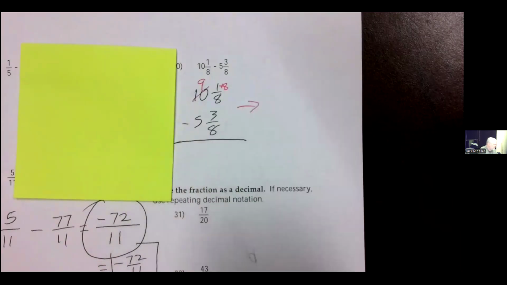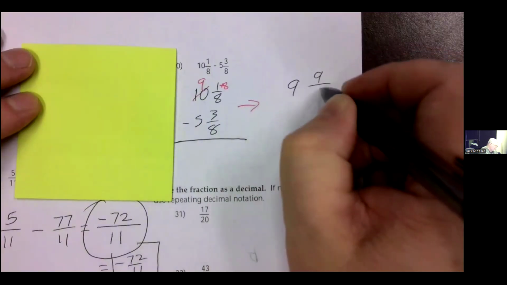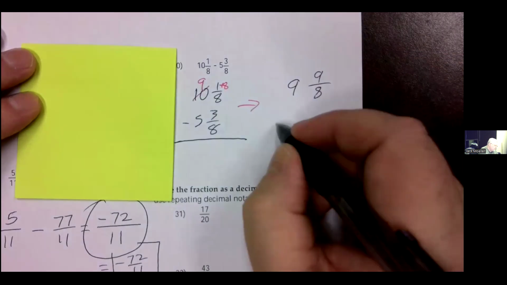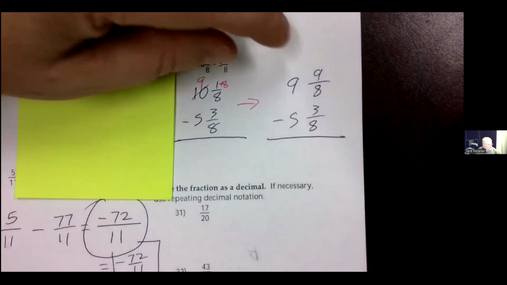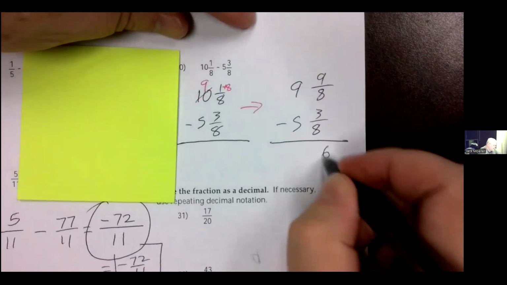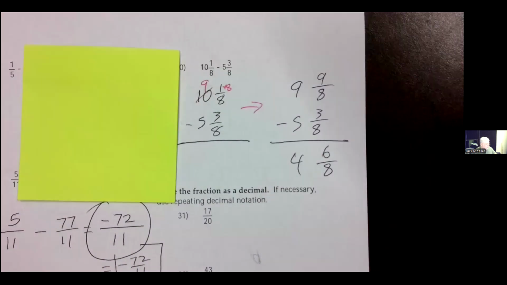So now what we have, let's rewrite this. We now have 9 and 9/8, because 1 plus 8, minus 5 and 3/8. Now we can do 9/8 minus 3/8, that's 6/8. 9 minus 5 gives us 4. And so without converting to improper fractions, we did the subtraction.